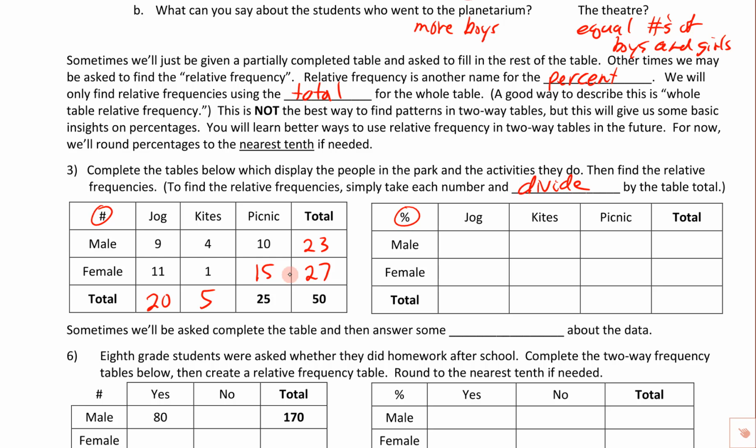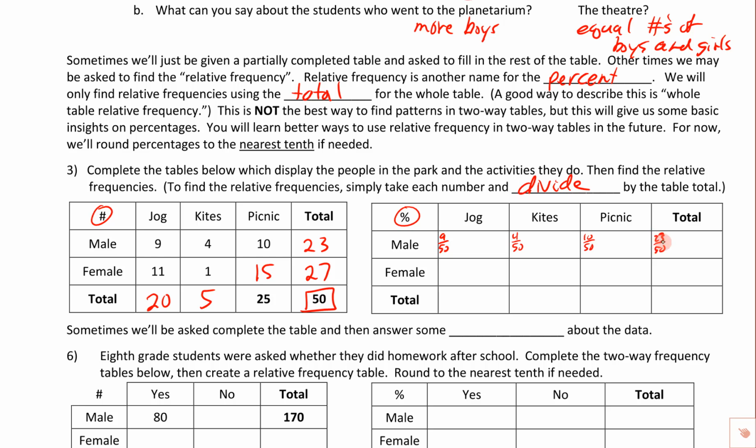That's how we make a frequency table. Now, for a relative frequency table, we're going to take each one of these numbers and divide it by the table total. So this is the table total that we were talking about up here. I'm going to write some work over here. I'm going to put the 9 right there and we're going to divide by 50. And over here this is going to be 4 divided by 50, this is going to be 10 divided by 50, and this is going to be 23 divided by 50.